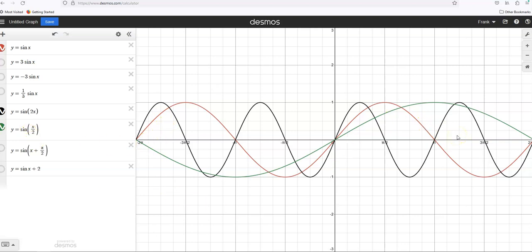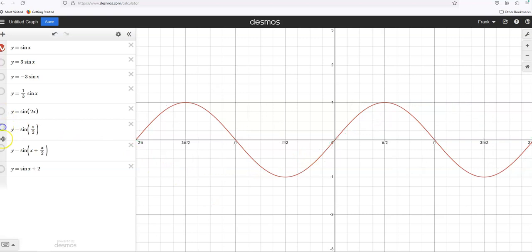That looks like it changes the period. And you notice that the black function has a sine of 2x, and it moves much faster. So it actually completes 2 cycles between 0 and 2 pi rather than just 1. The green one, on the other hand, completes just half a cycle from 0 to 2 pi, and the other half of the cycle from negative 2 pi to 0. So that one has a period of 4 pi. So changing the number on the inside changes the period. Changing the number on the outside changes the amplitude.